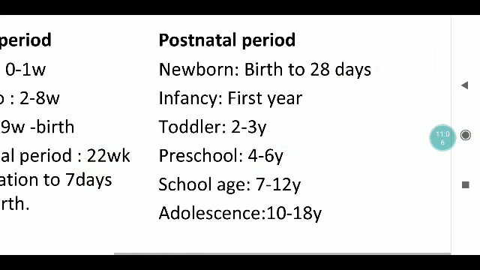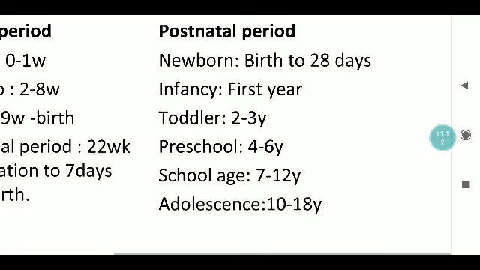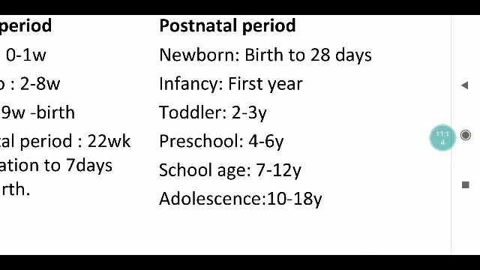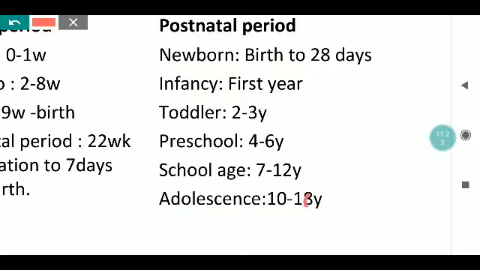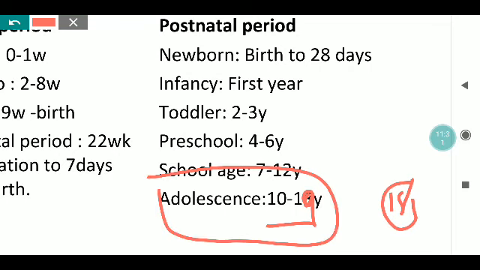If you consider the postnatal period, neonatal or newborn period is for the first 28 days. An infant is up to the first 1 year of life, followed by which, from 2 to 3 years of life, we can call the child a toddler. Preschool child is between 4 to 6 years of age. School-going age is between 7 to 12 years, and adolescence is a time between 10 to 19 years of age. Though the spectrum of pediatrics only covers up to 18 years, by definition adolescence covers from 10 to 19 years of age.